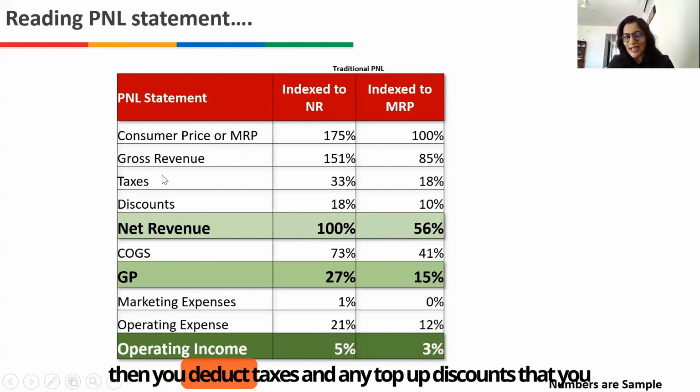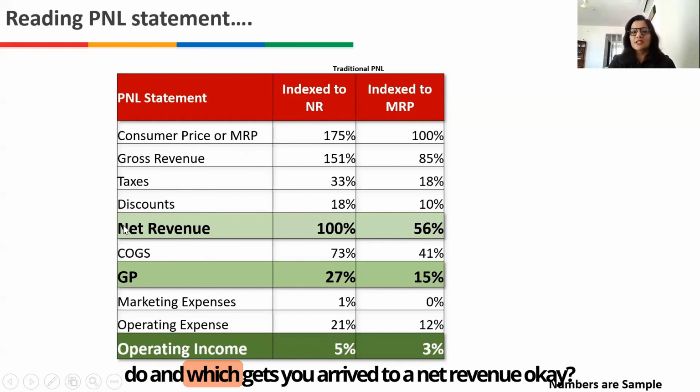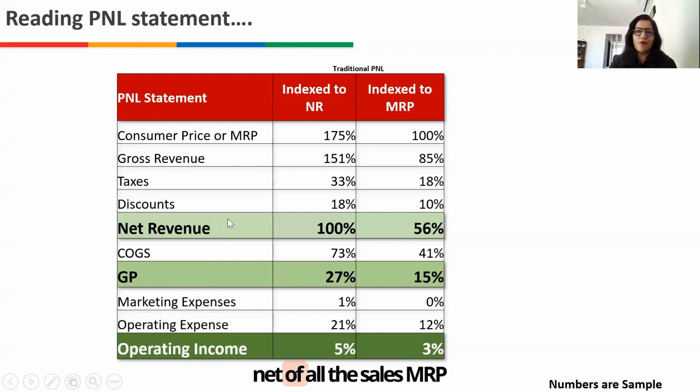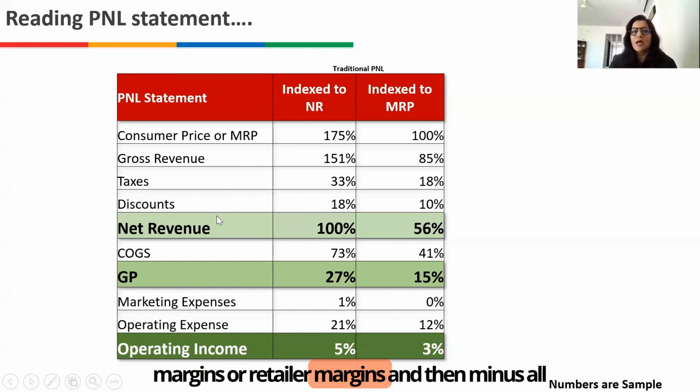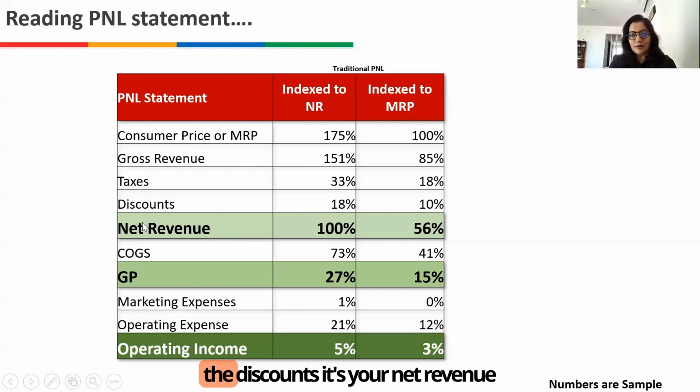Then you deduct taxes and any top up discounts that you do, which gets you to a net revenue. So net revenue is really the net of all the sales: MRP sales minus your distributor margins or retailer margins, and then minus all the discounts. Then you get into your cost of goods sold.